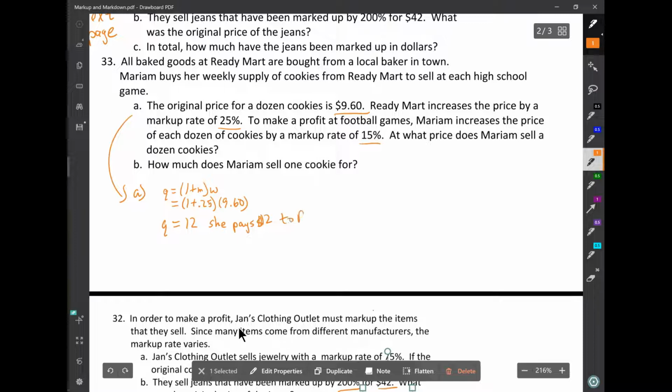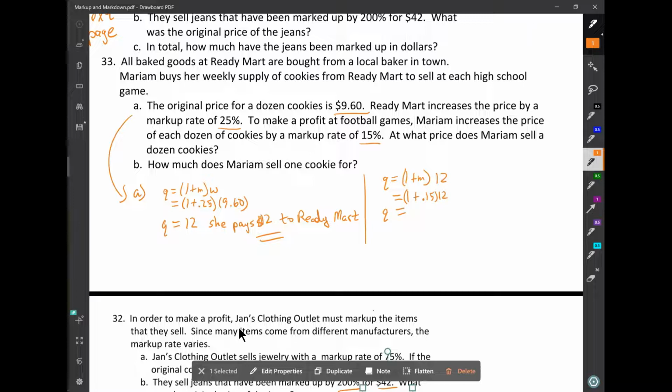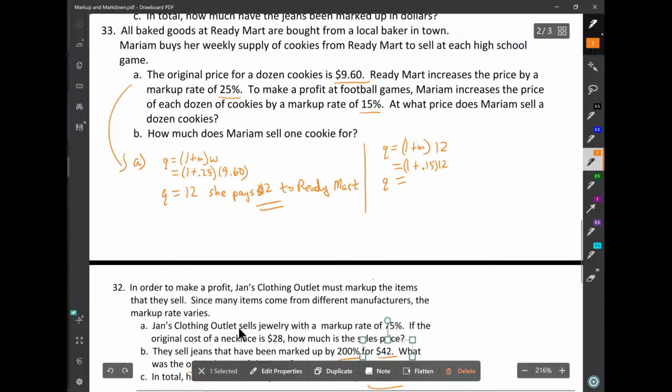to Ready Mart. But when she goes to the football game, she has her own 15% markup on that price. So now in the next markup equation, the original price that we need to use is that $12 because there's another 15% markup on top of the first 25% markup. So 1 plus 0.15 times 12 would give us the price that she charges customers at the football game. For $13.80.